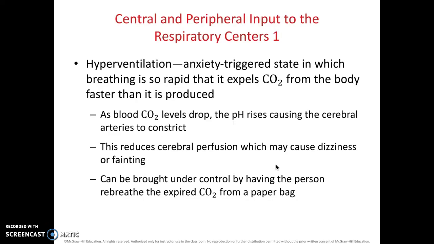It can be brought under control by having that person, if you've seen this on TV shows or done it yourself, rebreathe that expired carbon dioxide from a paper bag. So we generally think of carbon dioxide as being bad for the body, but we really do need carbon dioxide in a certain amount.